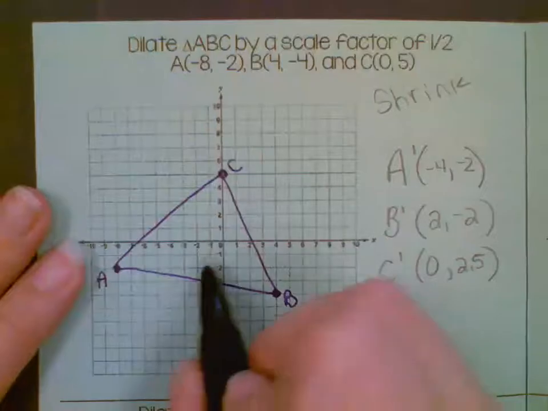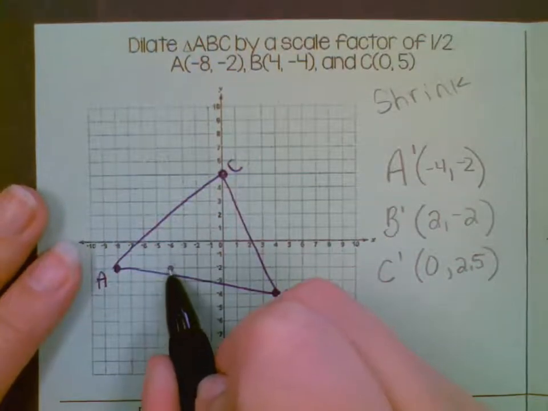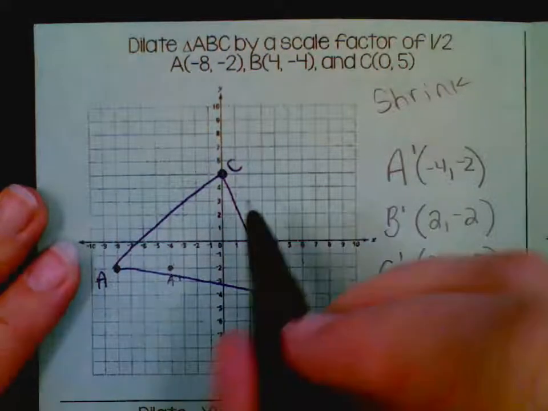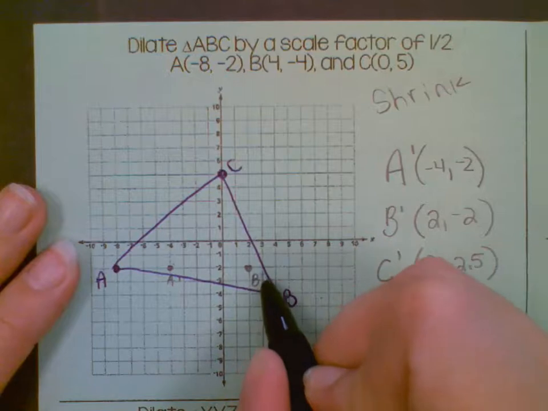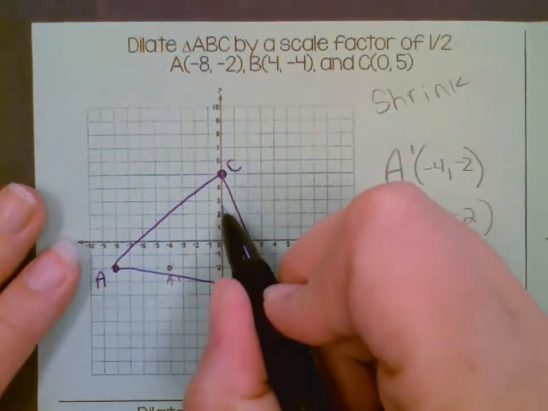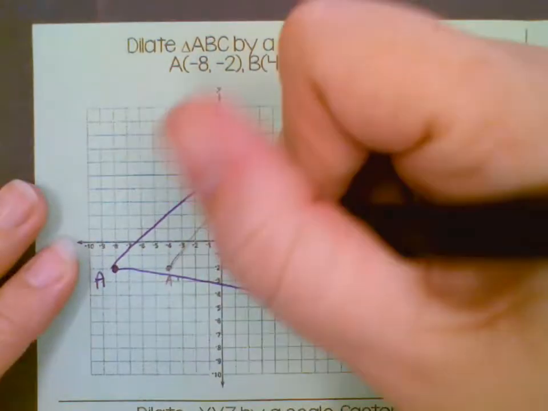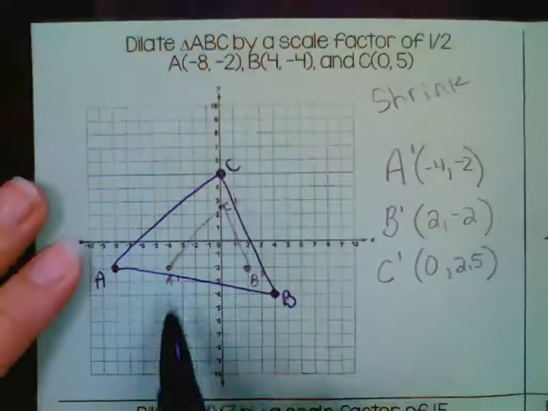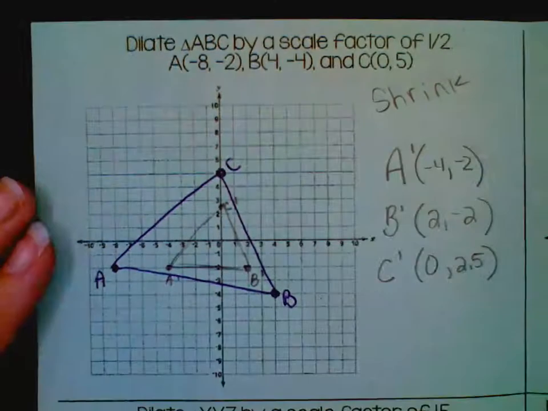So let's go ahead and graph those real quick. So we're at -4, -2. That's our A prime. We're at 2, -2. B prime. And then 0, 2.5. So right in the middle, C prime. So this is our shape dilated by 1/2. It's half as big now.